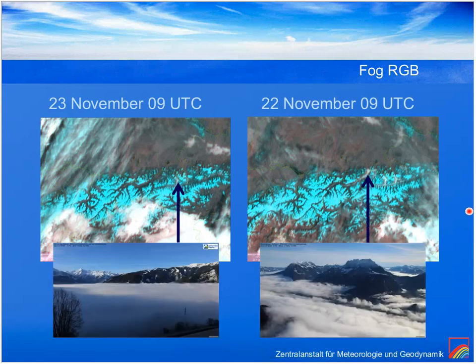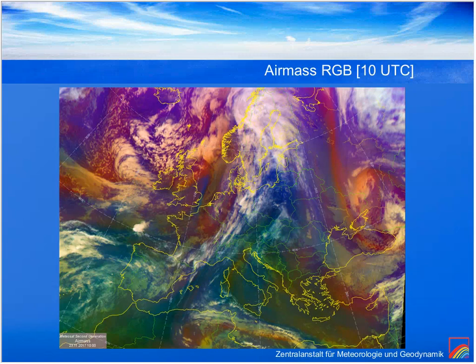So here we have also two webcam images. Last but not least, the air mass RGB, that is nice to look at all year long, day and night. It's just very beautiful to see the bright cloud structures, the white clouds that are high level thick clouds.